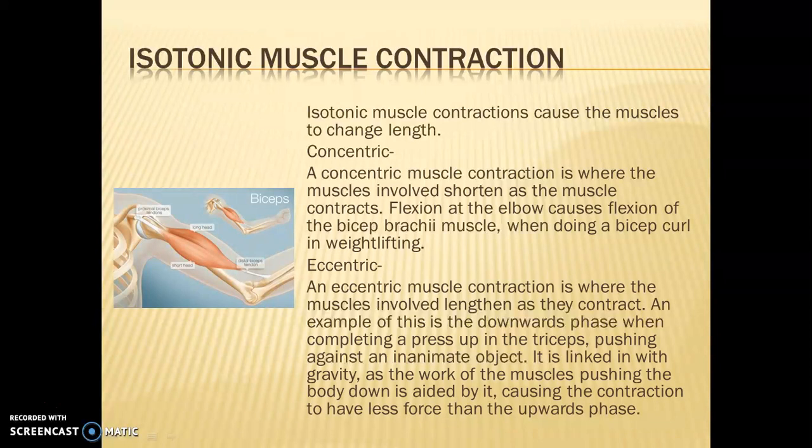An eccentric muscle contraction is where the muscles involved lengthen as they contract. An example of this is the downward phase when completing a press-up, pushing against an inanimate object, and in this instance, the floor. It is linked with gravity, as the work of the muscles pushing the body down is aided by it, causing the contraction to have less force than the upward phase.